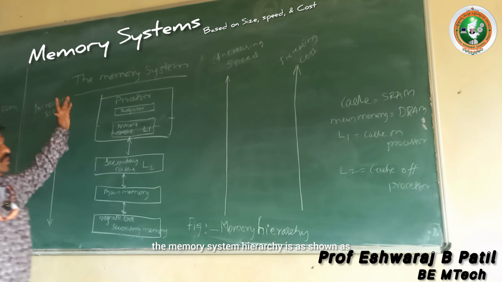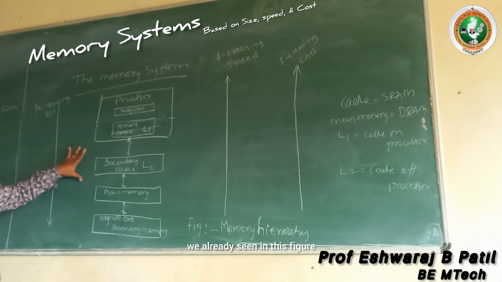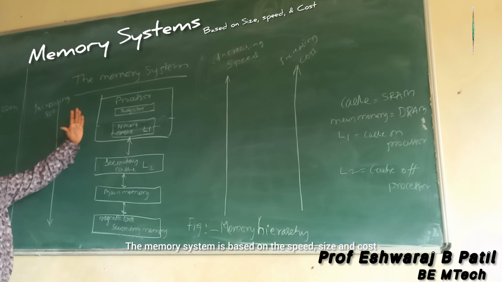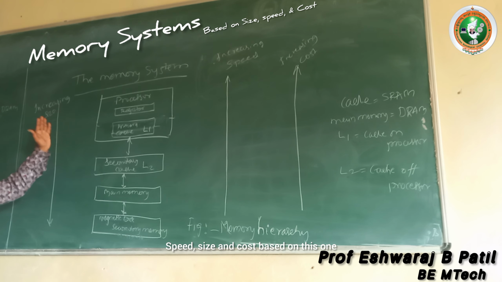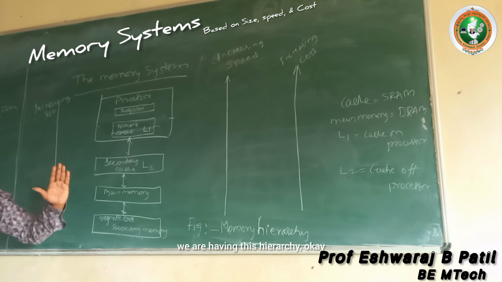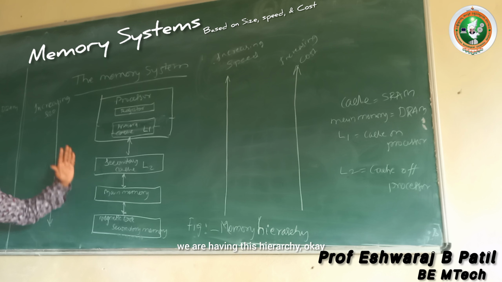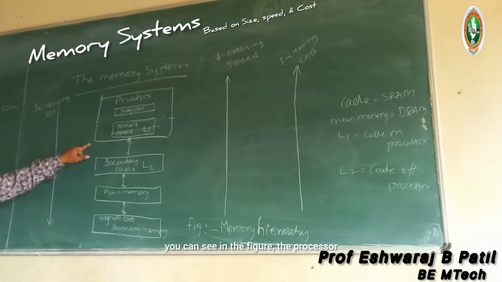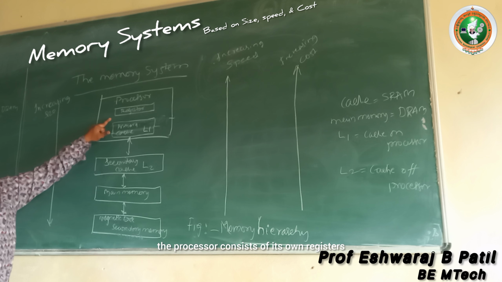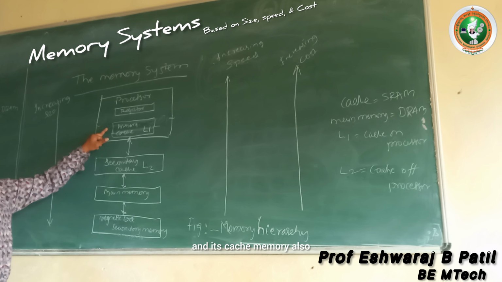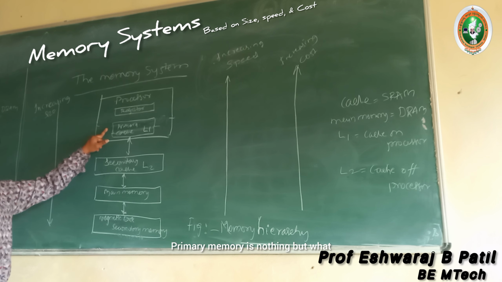The main memory system hierarchy is as shown, as we have already seen in this figure. The memory system is based on speed, size and cost, and based on this we have this hierarchy. As you can see in the figure, the processor consists of its own registers and its cache memory.